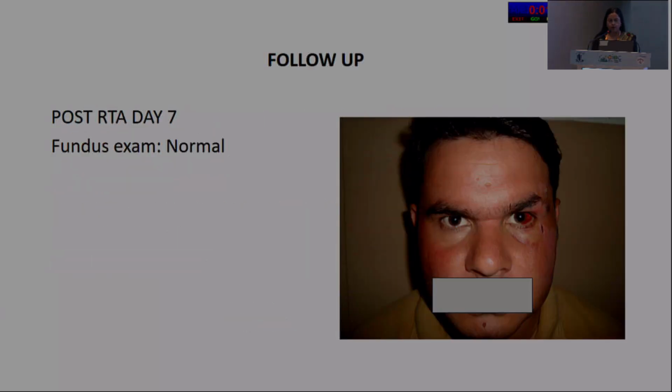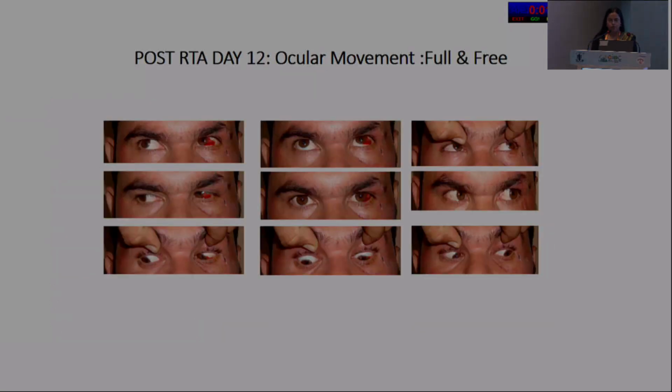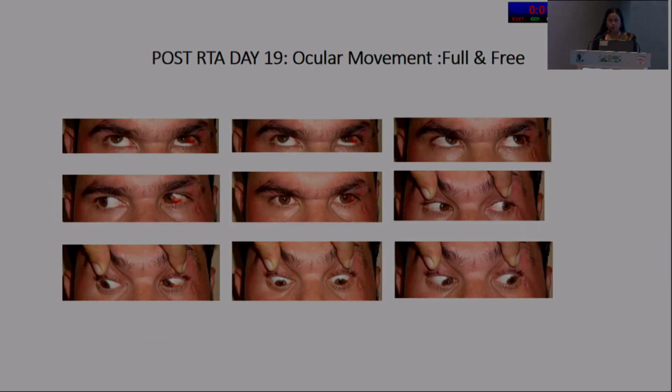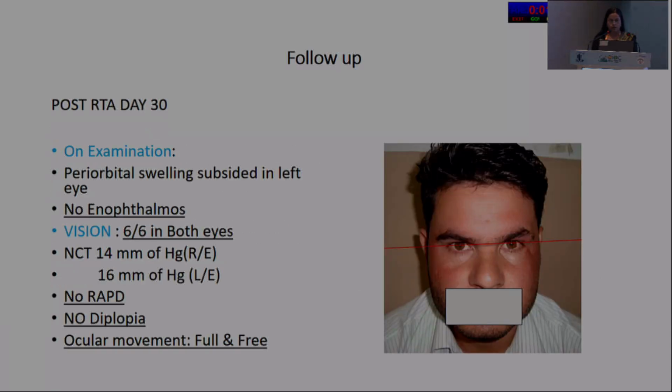The patient did come after 7 days for fundus examination, which was normal. When the patient came after 2 weeks, the periorbital swelling had subsided and enophthalmos was almost nil. And this is the ocular movement post 2 weeks. On the 3rd week, since the radiologist had said that there can be inferior rectus impingement, we wanted to make sure whether we want to intervene or just go for follow-up observation. We did a force duction test for the inferior rectus of the left eye, which was negative. So the patient after 30 days was almost normal. This patient has been under our follow-up for the last 6 months and is normal.